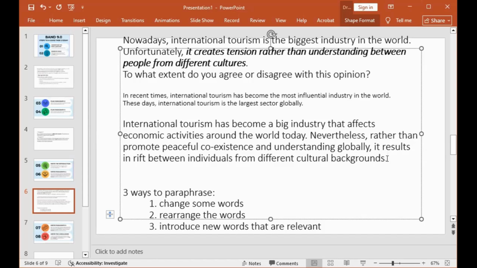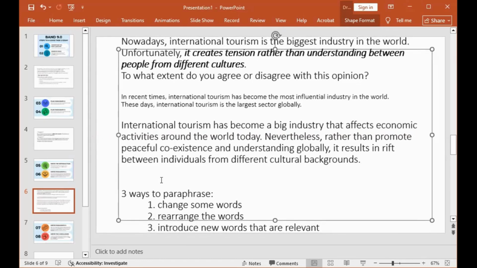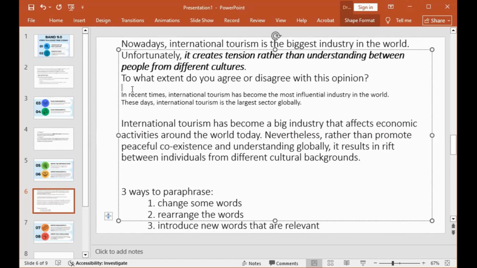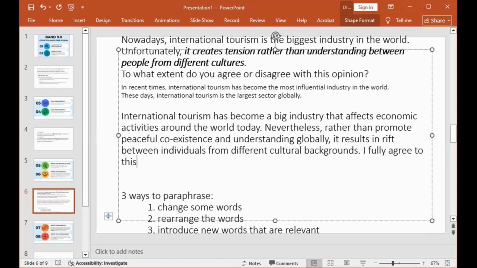Full stop. Can you see what we are doing now? So we have finished paraphrasing our question prompt. The next thing to do now is our thesis statement. For our opinion essay, what is our opinion here now? Our opinion is that what? Yes, I agree, right? From our analysis so far, I fully agree with this view, and this essay will present my reasons in detail. Full stop. That's my introduction.